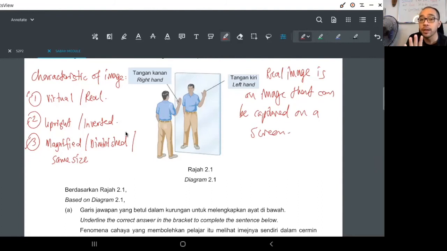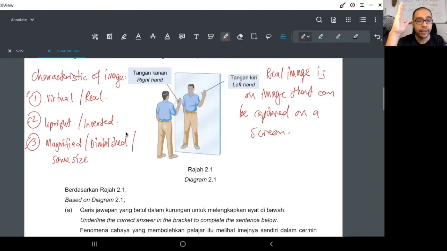It's not true. Because you need to remember that the purpose of the mirror is to reflect the light. So technically, when the light hits the mirror, it reflects back, right? If I put a screen over here, I should be able to see the reflection on the screen. And if I cannot see the reflection on the screen, it means that the image is virtual. A real image is an image that can be captured on the screen.